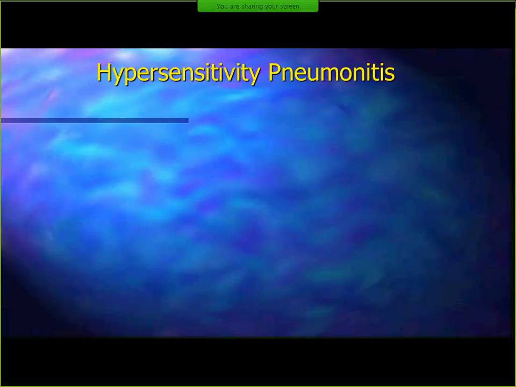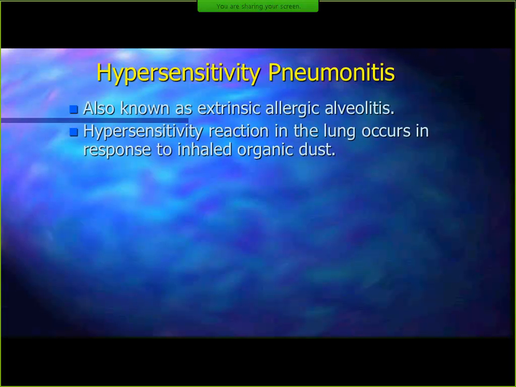Then we have hypersensitivity pneumonitis, which presents differently. It's also known as extrinsic allergic alveolitis. It's a reaction in the lung that occurs in response to an inhaled organic dust. Sometimes the patient doesn't give you a good history, or they're not even really aware of it. An example is farmer's lung. There could be people that have hypersensitivity pneumonitis and have a presentation of farmer's lung because they sleep on feathered pillows. So they're allergic to it, and you're like, oh, no, I'm not in contact with birds.